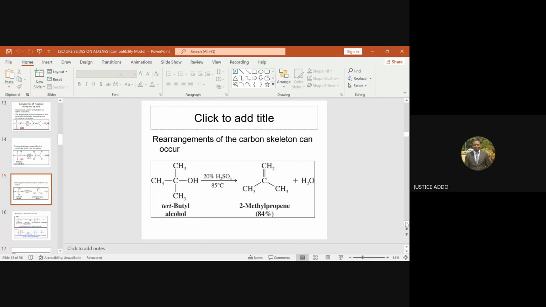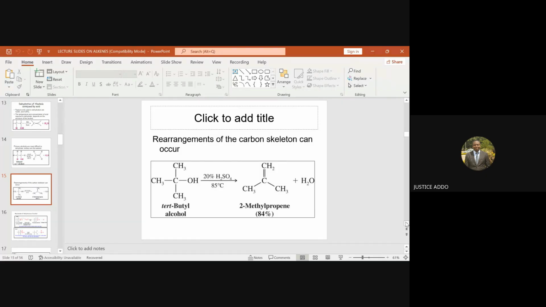So these are all examples. But then earlier on, I was just indicating that primary alcohols are difficult to dehydrate. And for that matter, you expect that the temperature under which you are performing your dehydration should be high, as well as the concentration of the acid catalyst.